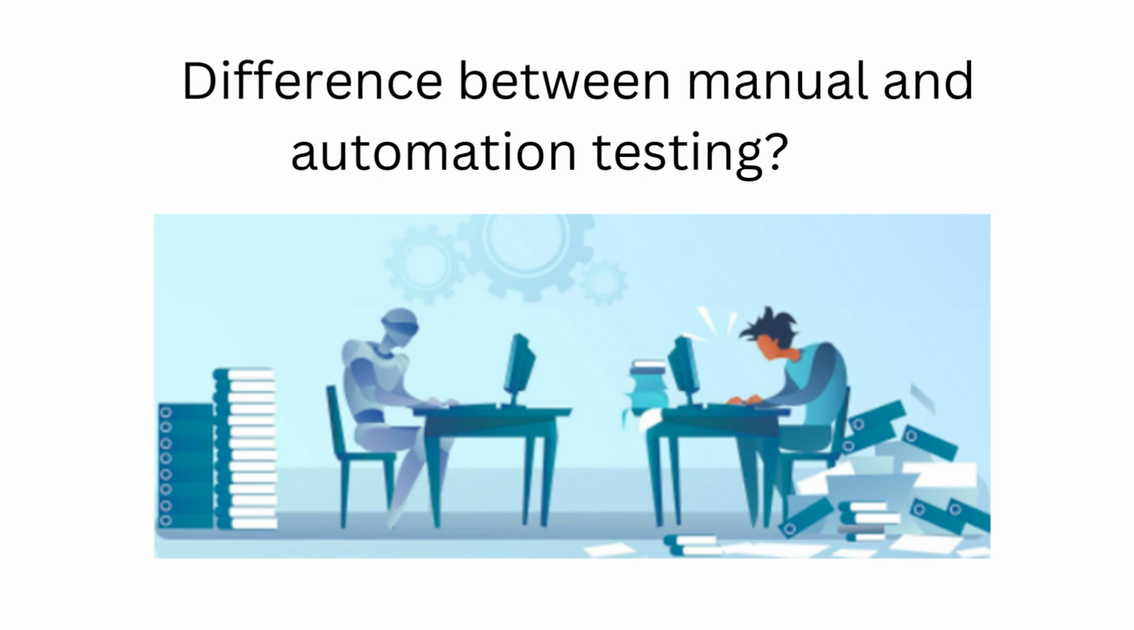Any testing activity, either functional or load or performance, which is carried out with human effort is called manual testing. If any testing activity, either functional or load or performance, is carried out with tools like Selenium or QTP or LoadRunner, then it is called automation testing. Here, automation testing is mainly applicable for maintenance projects, which means long-term projects.